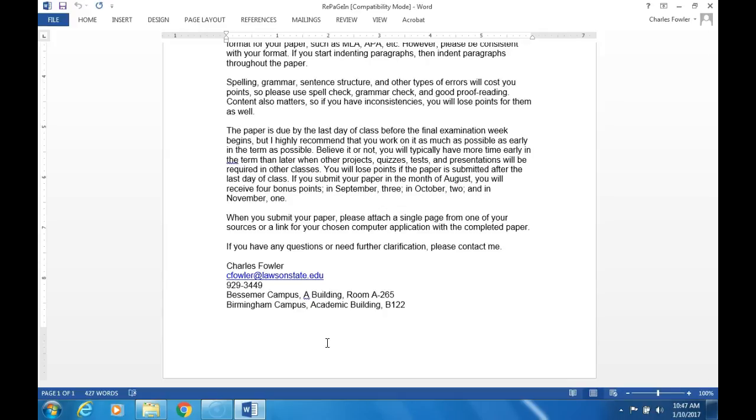Now, here's one other thing that I require. Most English people don't. When you submit your paper, attach a single page from one of your sources. Let's say you had 3 sources. Pick a source, any one of the sources. And then give me 1 page from that source. I don't want the whole source, a single page from the source. Don't turn that in, you're going to lose points there too, okay?